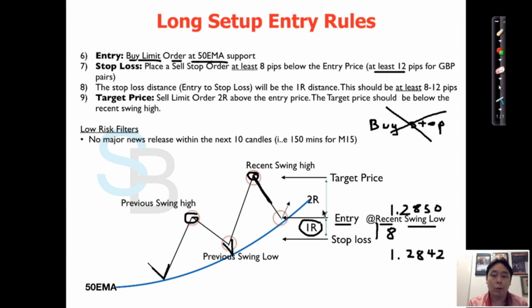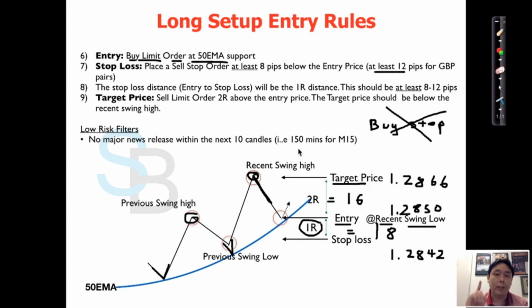Now, why is that important? Because we will place our target price 2 times our risk. So if our risk is 8 pips, our target price will be 16 pips above the entry price. If our 1R is 10 pips, our target price will be 20 pips above the entry price. In this case, because 1R is 8 pips, 2R would be 16 pips. So our target price will be 1.2850 plus 16 pips, which is 1.2866 in this case. Got it? Okay.